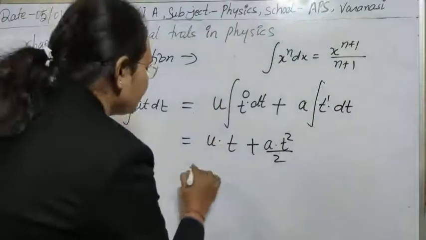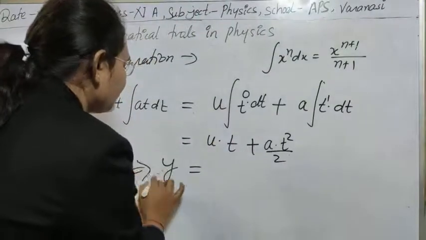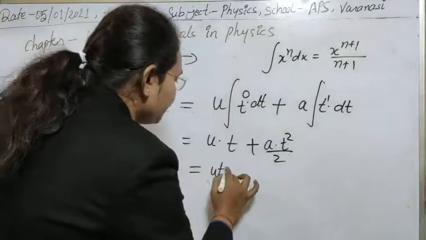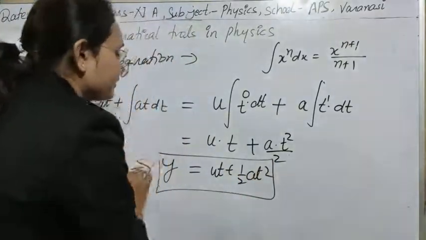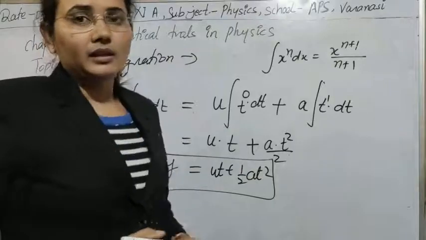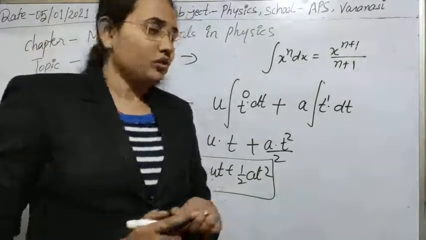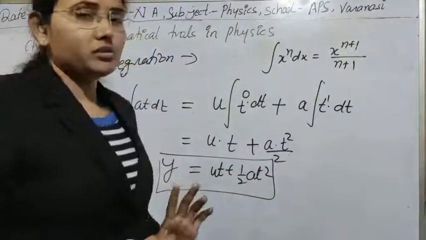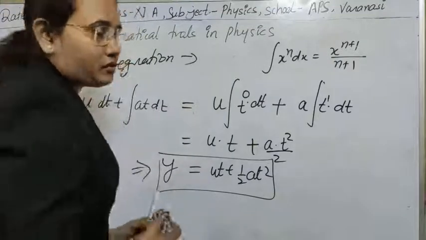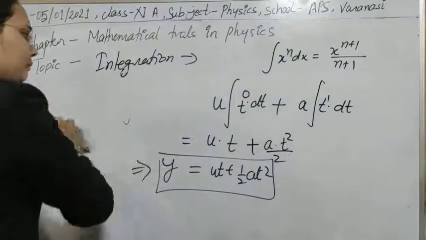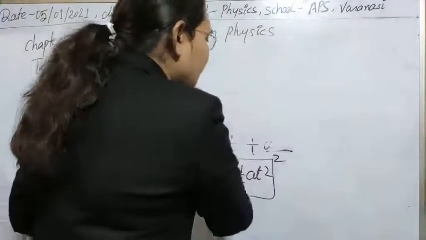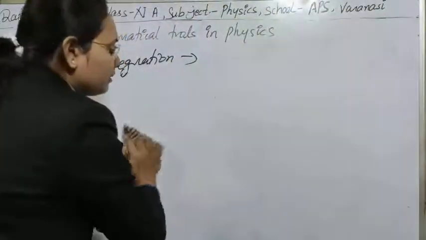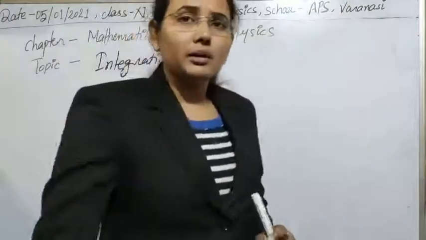So with the help of this formula, you can see that finally you are getting y is equal to ut plus half at square. So by using the integration method, you can easily derive the equation of motion. We have used these concepts in physics also, so that's why I have taken this example. We use this formula in a number of places, while calculating acceleration and while calculating velocity.